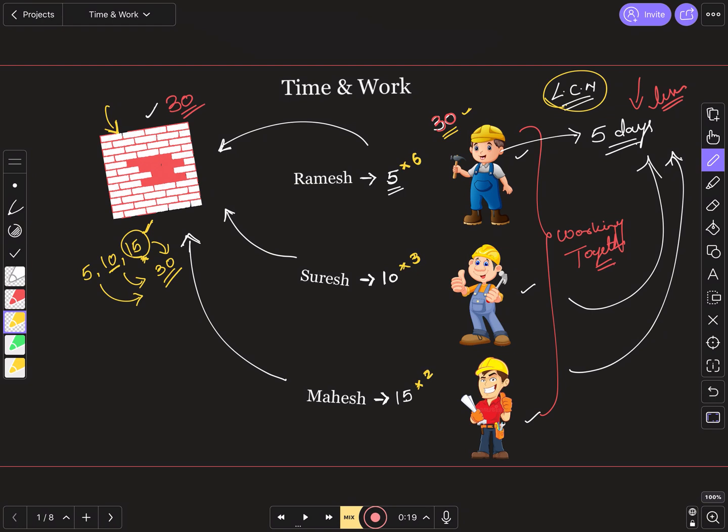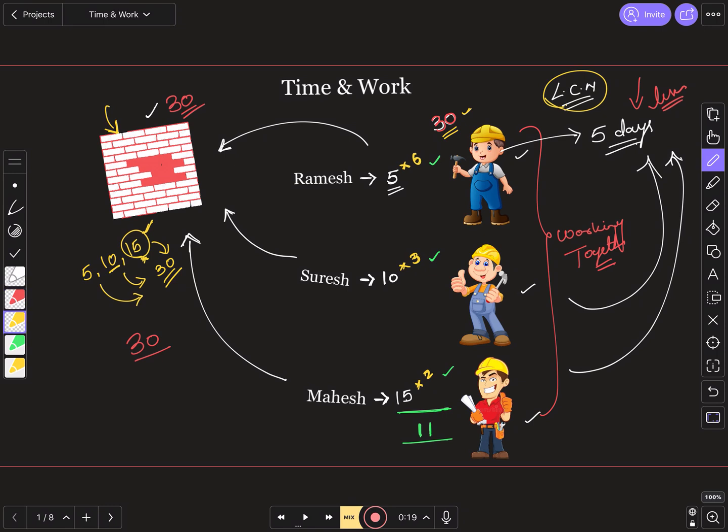Now what did I tell you? All the 3 are working together. So what will happen now? Ramesh will be putting up 6 bricks, correct? Suresh will be putting up 3 bricks, correct? And Mahesh will be putting up 2 bricks, correct? So the total number of bricks put up by all 3 will be 11. 11 bricks will be put in 1 day when all the 3 are working together. How many bricks are you supposed to put in to make this wall? 30. If you put in 30 bricks, the wall will be made.